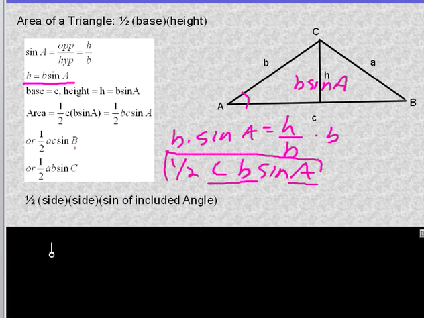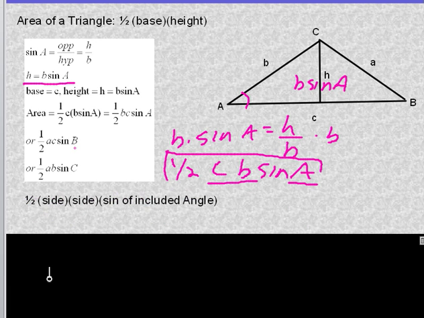So basically, this is the generic version. The area of the triangle is 1/2 side sine of included angle. So you can see here, in this case, A is here, and the two sides that we have are B and C. A is in between them, so A is the included angle. So that's the first formula for area of triangle based on sine. Not really even the law of sines, just sine.